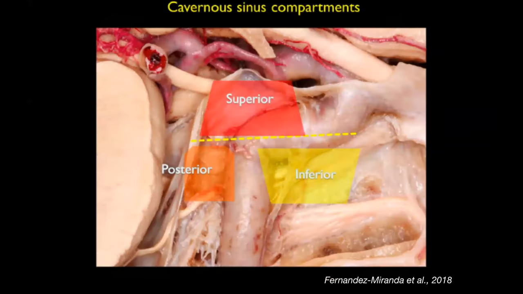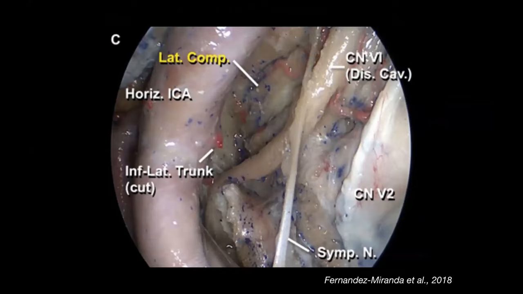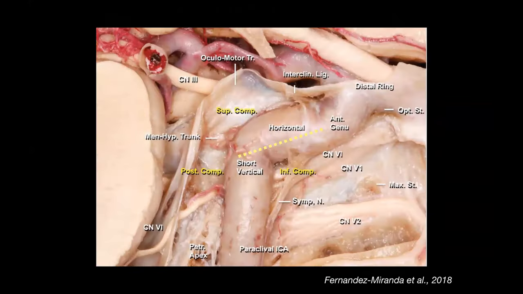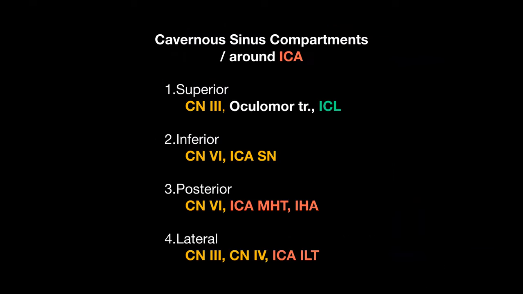It's just a quick reminder. You can divide the cavernous sinus into four compartments: a superior one, a posterior one, an inferior one, and a lateral one. Each of them contains structures very important to know if you want to go in this region using a surgical approach. So I won't spend too much time describing these structures because the next presentation will do it. So just a quick reminder of the cranial nerves you can find in each compartment: superior, inferior, posterior.